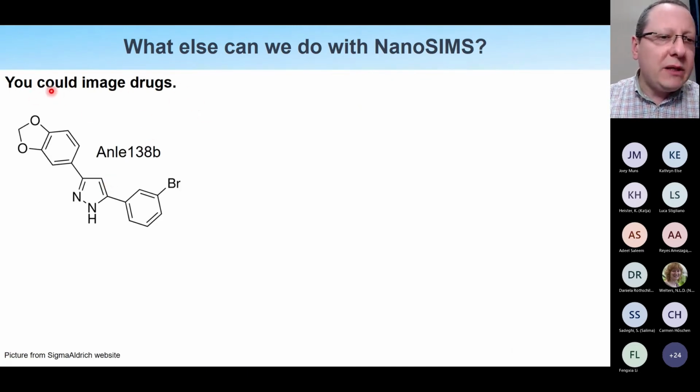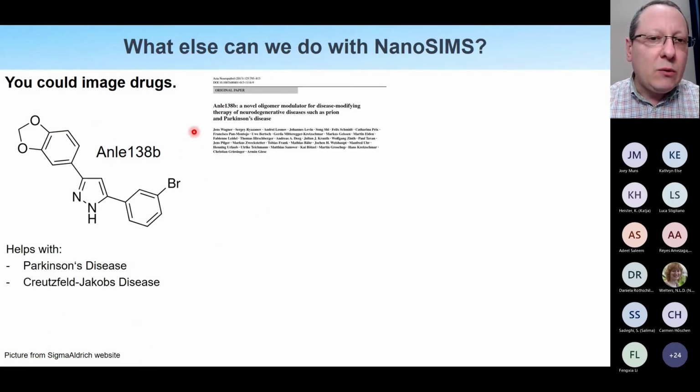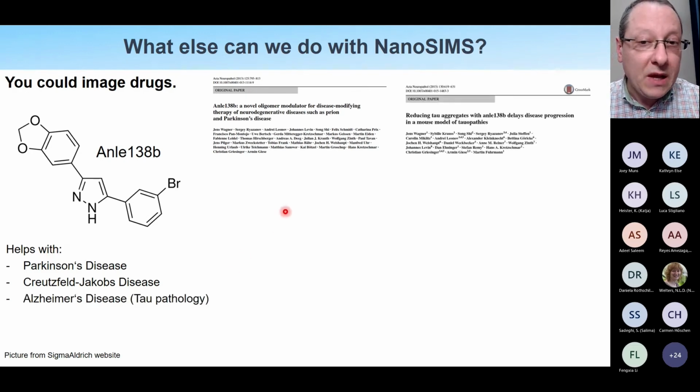And in the last couple of minutes, I want to show you this example. This molecule is called ANLE 138B, and you can purchase this from Sigma Aldrich if you want. What is it good for? Well, it was initially described to block bad oligomers in Parkinson's disease and in prion disease. So Creutzfeldt-Jakob disease and Parkinson's disease, mouse models of this, if you feed them ANLE, or well, actually inject ANLE, they will live longer and be happier.